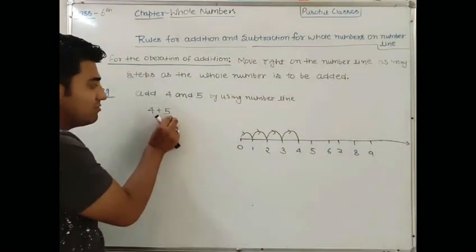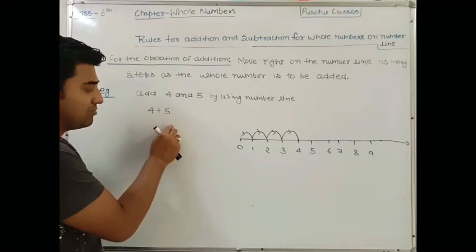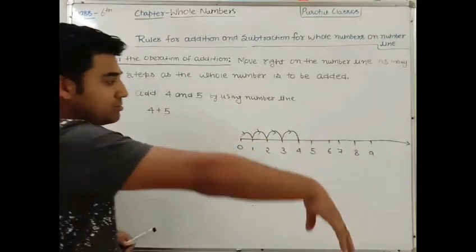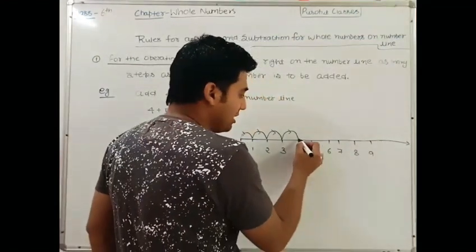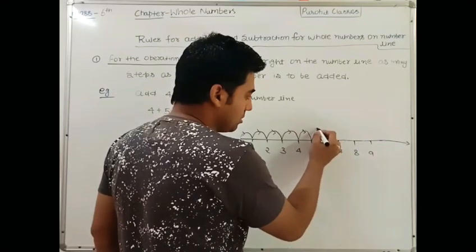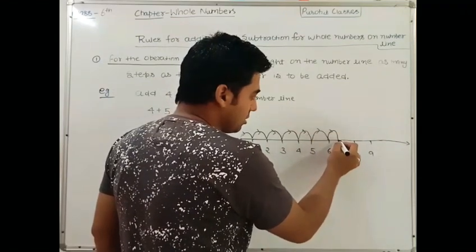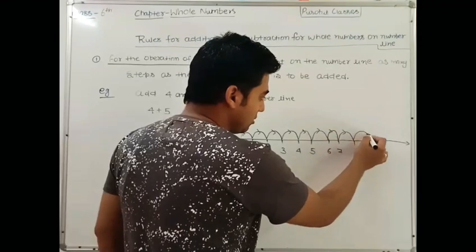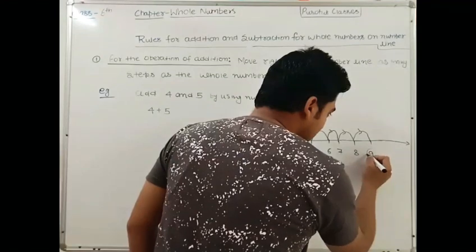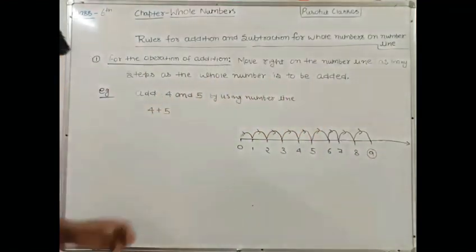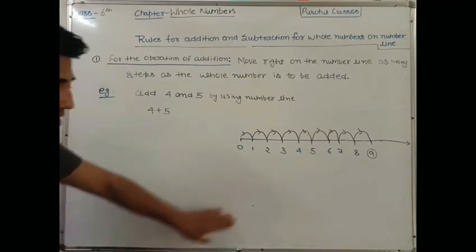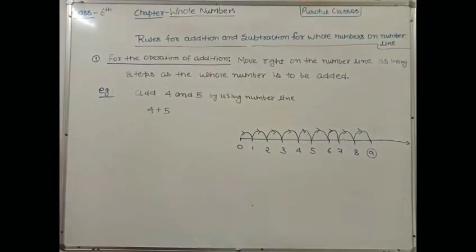The rule of addition says move as many steps as the whole number is to be added, towards the right. How many steps do I have to move? This is telling us that here we have to add 5. So I will have to move 5 steps on the number line towards the right, because this is the operation of addition. So from here I am moving 1, 2, 3, 4, and this is 5. So this is my answer. Understood? So this is our final answer. If we add 4 and 5 with the help of a number line, then the answer will be 9. Understood? Okay, pause the video and note it down.